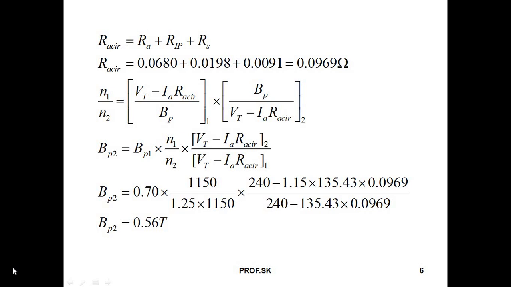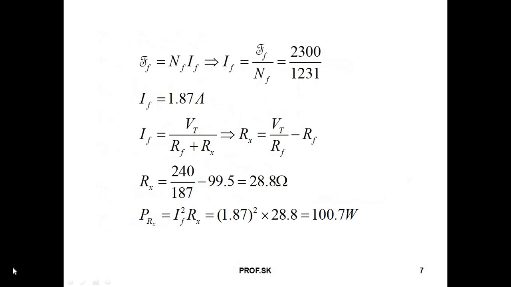That is equal to Vp2 is equal to 0.70 into 1115 divided by 1.25 into 1150 into 240 minus 1.115 into 135.43 into 0.0969 divided by 240 minus 135.43 into 0.0969. Then Vp is equal to 0.56 Tesla. Then ampere turns is equal to N into I, so I is equal to MMF divided by NF, that is 2300 divided by 1231, field current is equal to 1.87 amps.